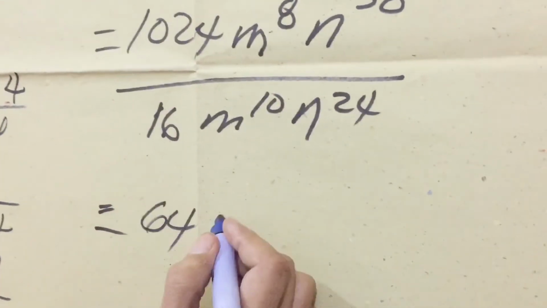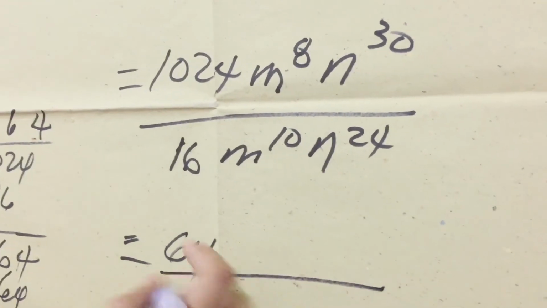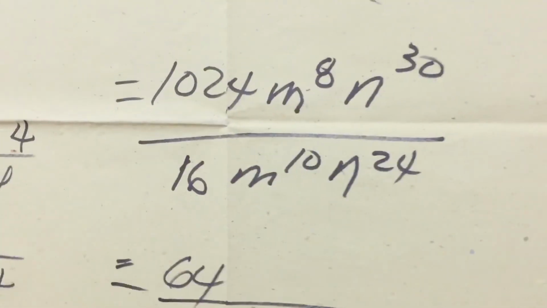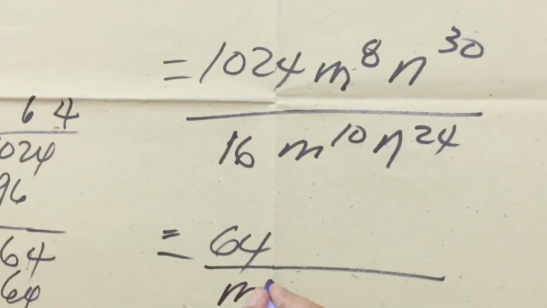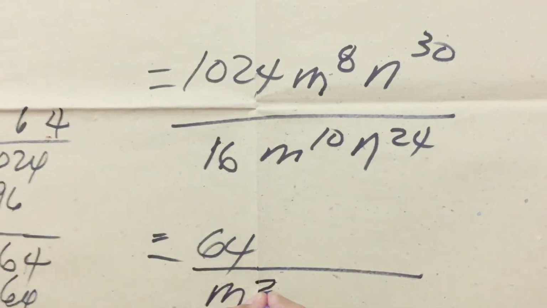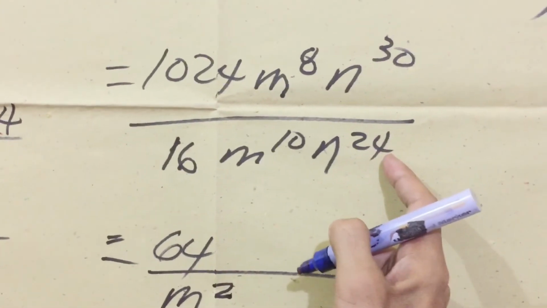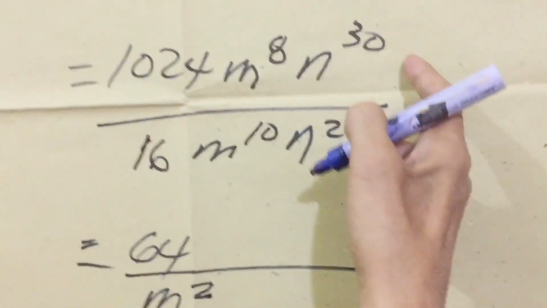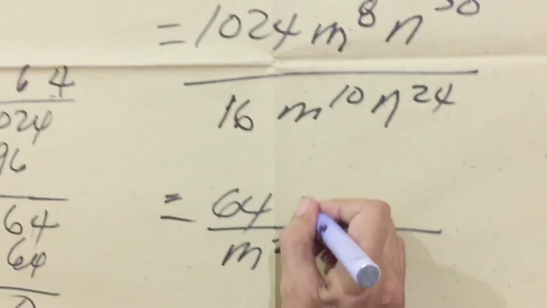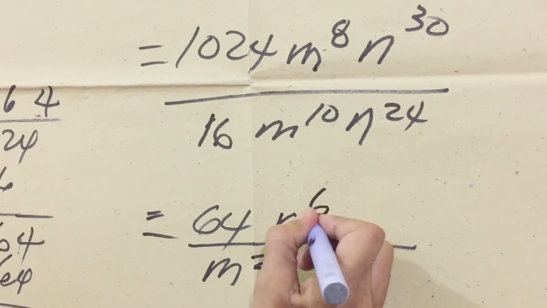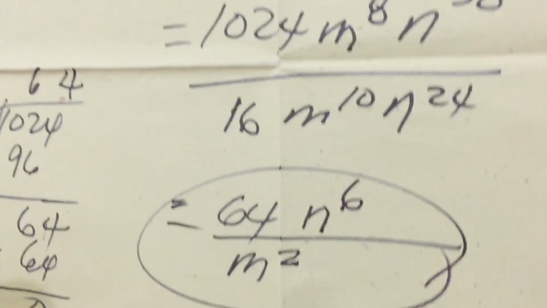Then, when it comes to variable, wala na po itong 16. Itong 10 minus 8 equals 2, m. So, may natira sa denominator, m squared. Sa n, minus 24. So, may natira sa n raised to 30. Kaya dito sa numerator, 30 minus 24 equals 6. Oh, this will be our final answer.